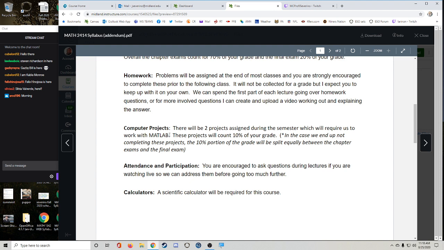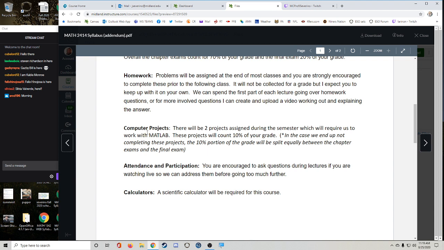Anyway, hoping that's going to work, but if it ends up not working, I did add a kind of a caveat there in the syllabus that the projects will count 10% unless we don't end up doing the projects, in which case that will be split equally between the chapter exam and the final exam, meaning the chapter exams will be 75% and the final exam will be 25%. Okay. I hope we can do these, because one, it should be an easy grade, but two, I think it really helps us better prepare for the students that are moving forward, both in mathematics and in engineering.